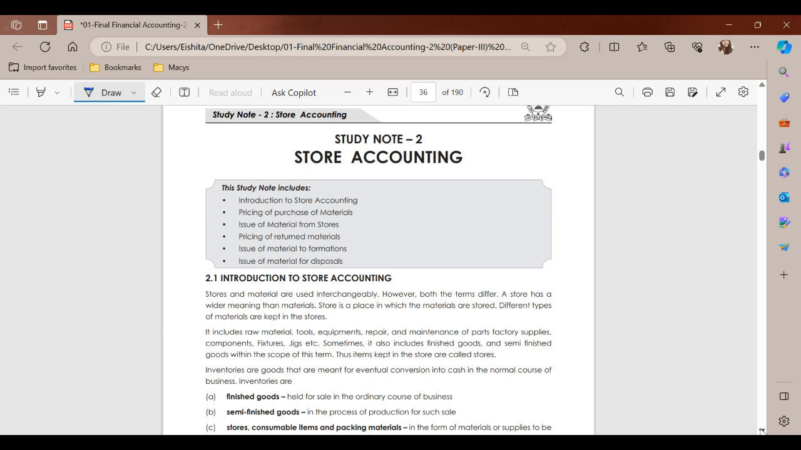Store has a wider meaning than material. A store is a place in which the materials are stored. Different types of materials are kept in a store. Now, what all does it contain? It contains raw materials, tools, equipment, repair and maintenance parts, factory supplies, components, fixtures, jigs, etc.